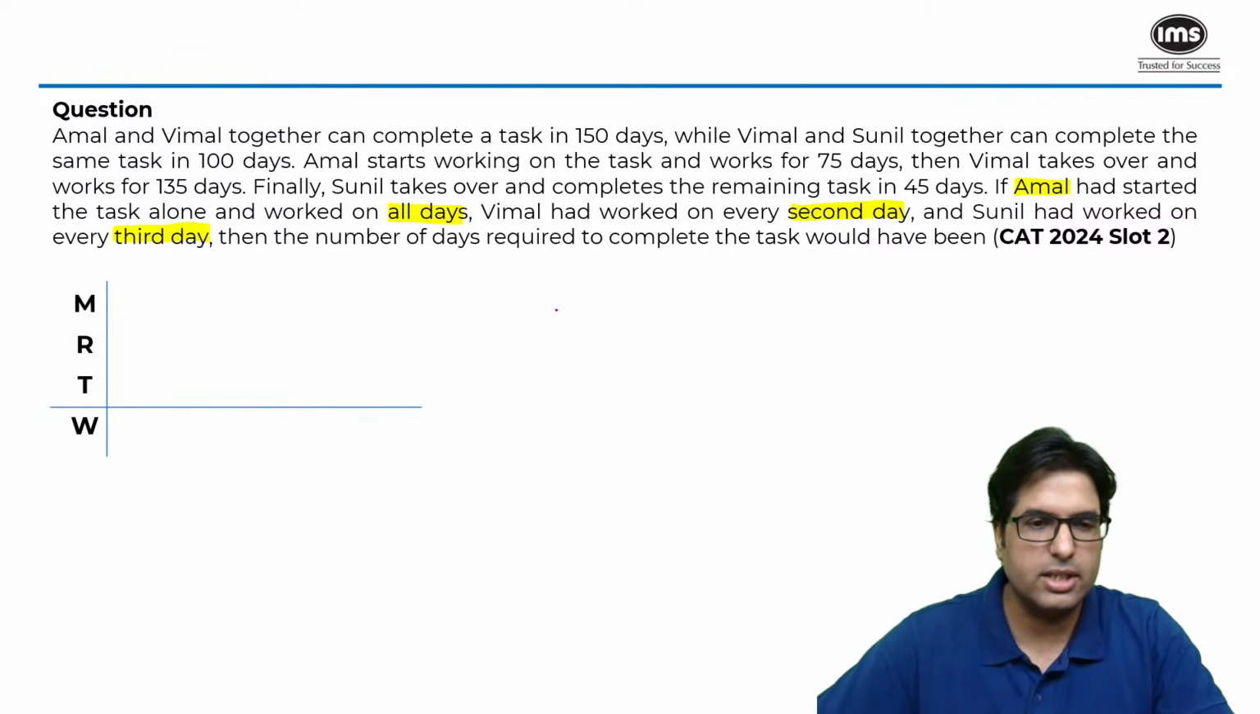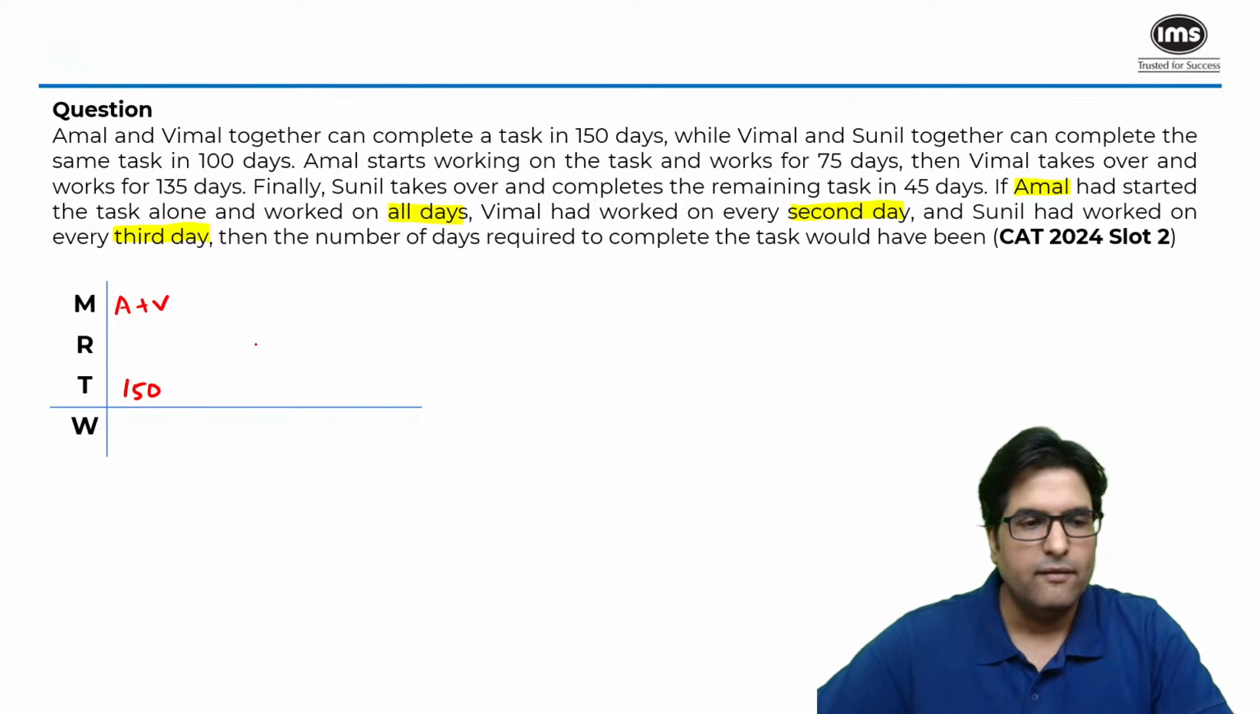So we can structure this on the basis of whatever information we have in our MRTW structure. A and V can together complete a task in 150 days, while V and S together complete the same task in 100 days. Correct? Now, can we take the LCM and say, let's assume the work to be 300. So the rate of A and V combined will be 2, V and S combined will be 3, right?